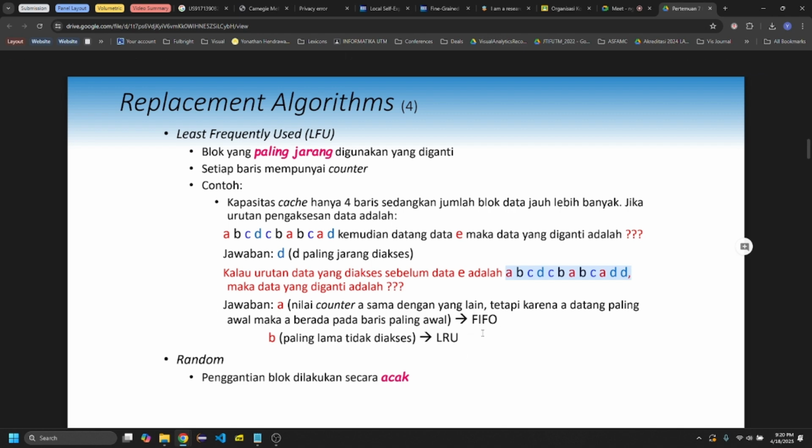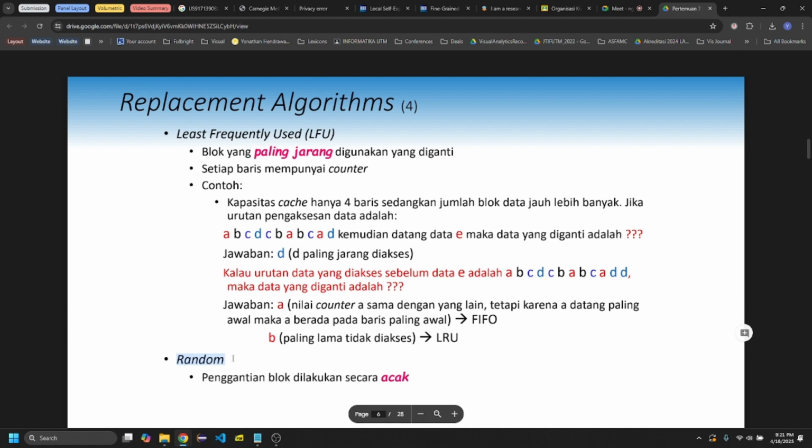Last algorithm is random. In this case, when there is new data coming into the cache, whatever is replaced is random. It is simple to implement, but in terms of performance, it might not be good. Might be good, might be worse, because it is random.